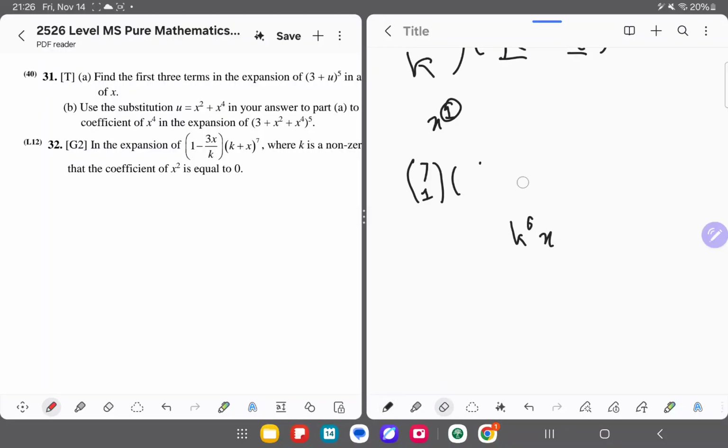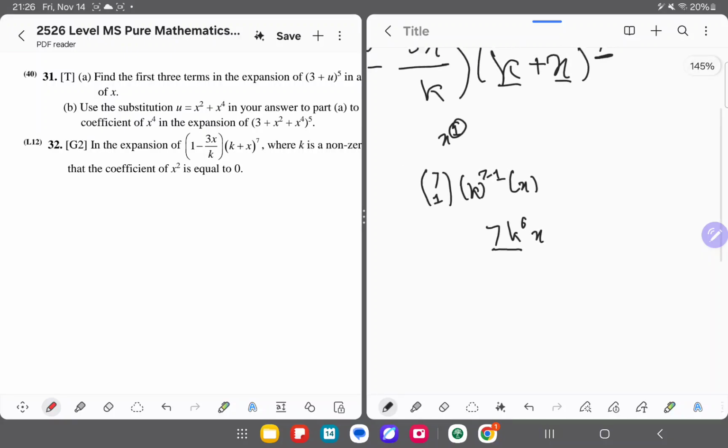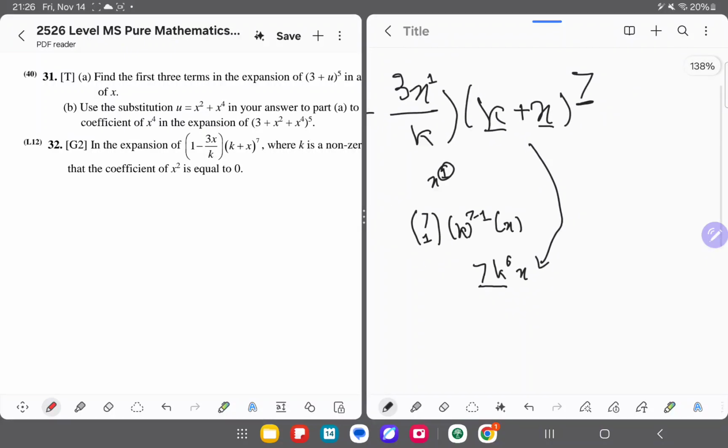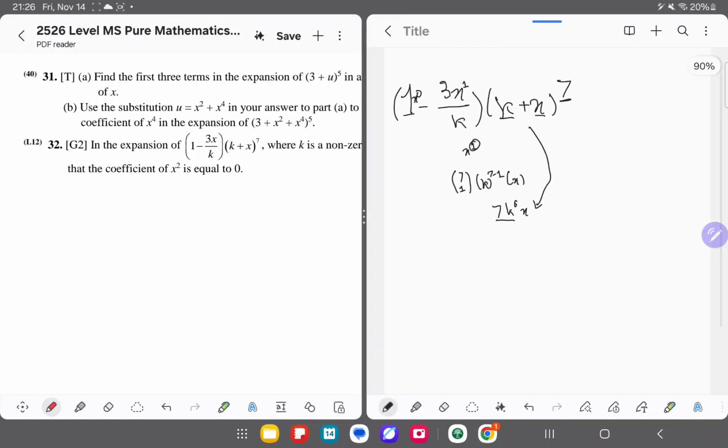We put x outside actually. I think we're supposed to swap this around. We're supposed to write k power of 7 minus 1 and x. And then I can put x outside and I can get the coefficient on the other side. 7 combination 1 is just 7. So now we have the coefficient of x only, which in this binomial here is 7k power of 6. So now we have the coefficient of x.